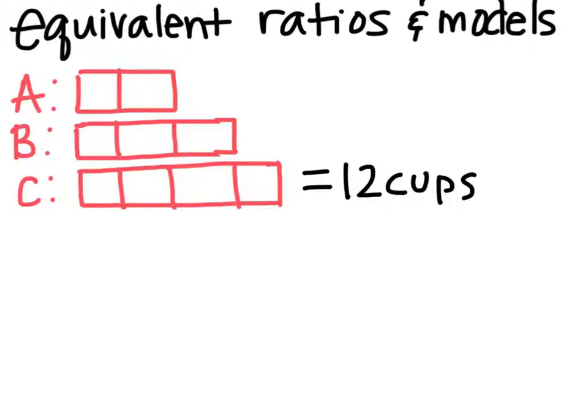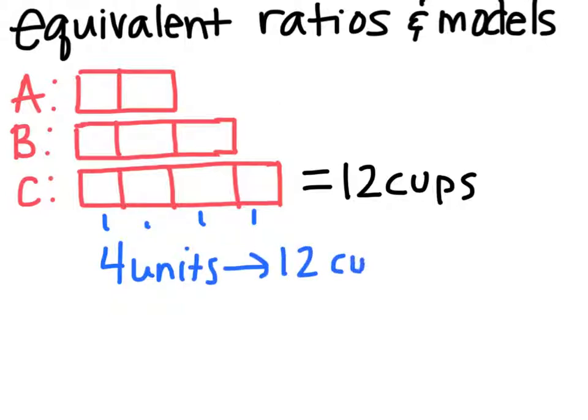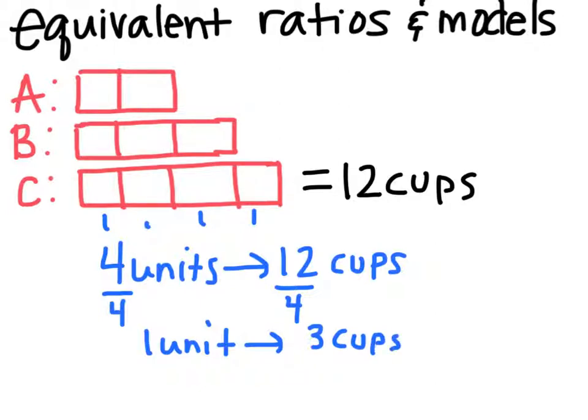Okay, so there are 2 possible methods that we can use for this. One is to use the bar model, as we've learned to use in previous chapters. What we know here is that we have 4 units, 1, 2, 3, 4, equaling 12 cups. Therefore, we can find the value of 1 unit by dividing each side by 4, which I'm going to show in fraction form. So 4 divided by 4 gives us 1 unit, and 12 divided by 4 gives us 3 cups. So we know that each individual unit is 3 cups.